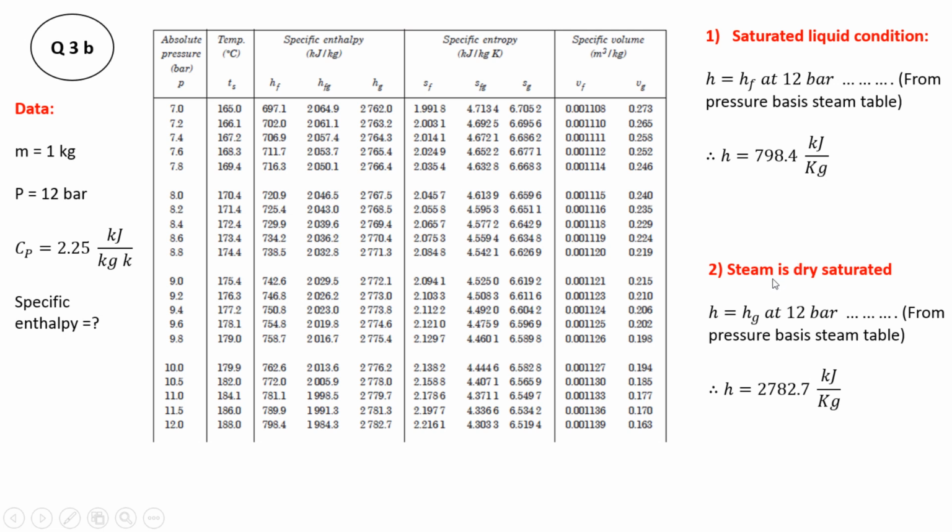In the second case, the steam is dry saturated, that is it is consisting of sensible heat as well as the latent heat, and the addition of Hf and Hfg is nothing but Hg. So we have to note down the value of Hg at 12 bar, and the Hg is 2782.7 kilojoule per kg.